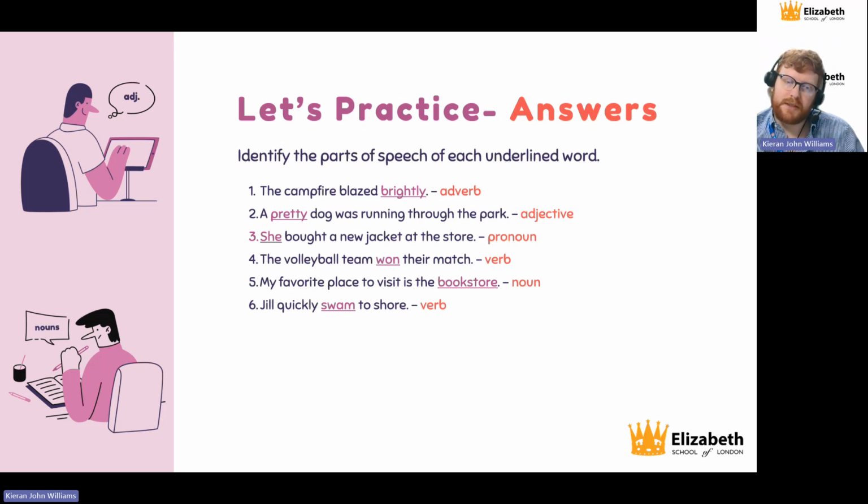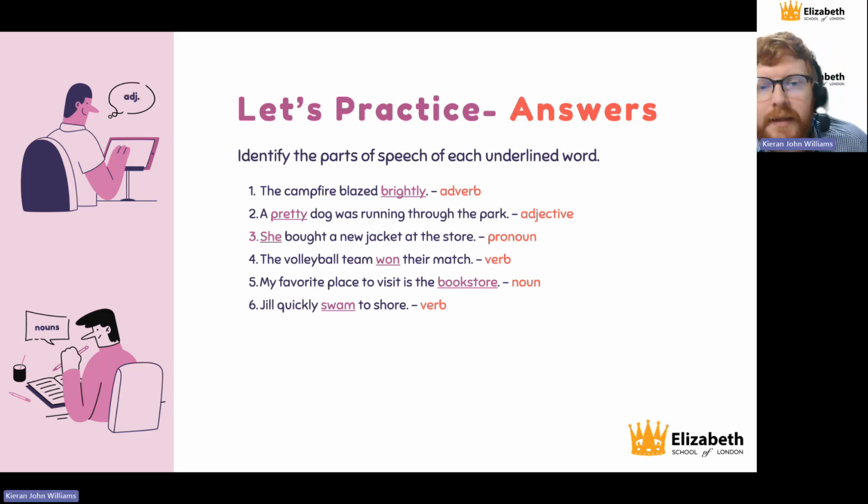Number 6, my favorite place to visit is the bookstore. So this talks about a place. So that would be a noun. Number 7, the dog hid behind the girl. That is a preposition, which we will look at next week. And number 8, Jill quickly swam to shore. Swam is an action. It is a verb. So that is our answer there.